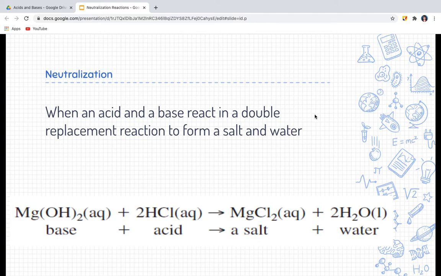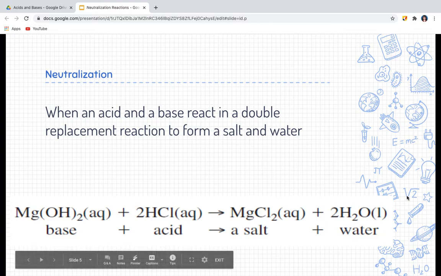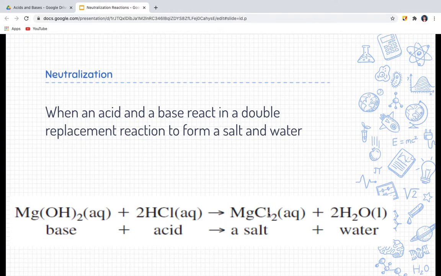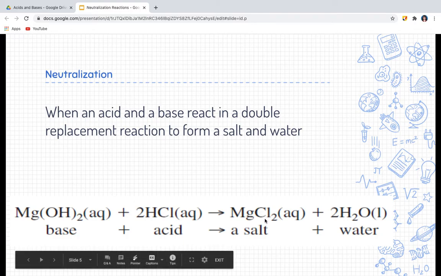Thinking back to first semester when we talked about double replacement reactions, we said for it to go to completion, you either had to make an insoluble solid or water. So that's the case here. We're making water. We call any ionic compound that's a result of a neutralization reaction a salt. So it doesn't necessarily have to be sodium chloride. Acid plus a base results in a salt plus liquid water.